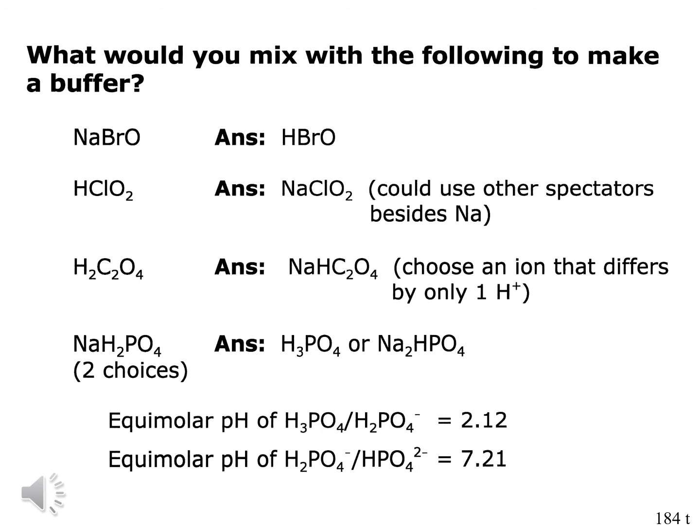If you make a buffer out of H3PO4 and H2PO4, you're not going to be anywhere near physiological range because the pH is going to be way too low. In order to make an appropriate buffer for physiology experiments, or even if you use it possibly as an IV to inject drugs into a person, you have to use H2PO4 and HPO4 because that's more around the pH of blood.